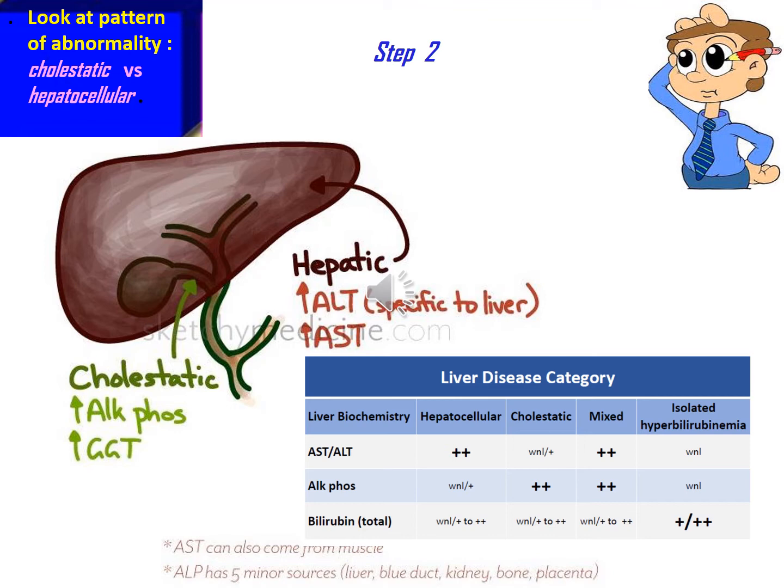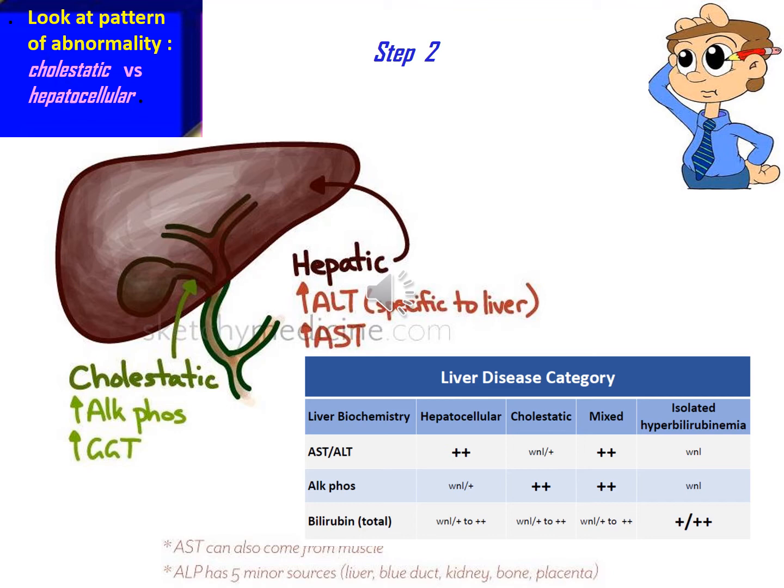So, if the main change is in the liver enzymes denoting liver cell injury or integrity, by which we mean ALT and AST, this means we are dealing with hepatocellular disease. On the other hand, if the main increase is in the parameters denoting biliary tree integrity, which is a marked increase in alkaline phosphatase and gamma GT with minimal change in ALT and AST, this means we are dealing with cholestatic disease.